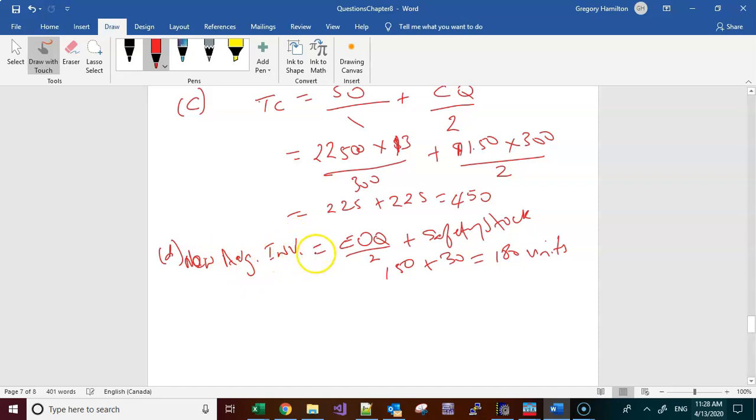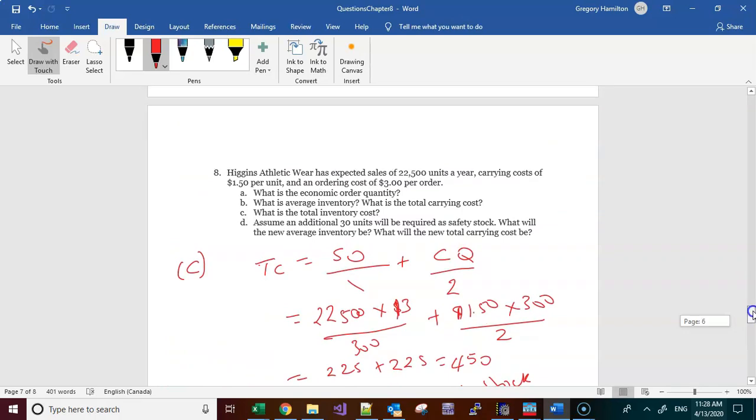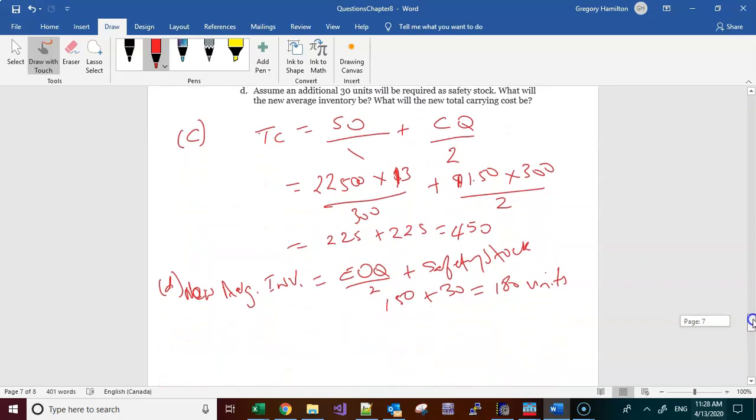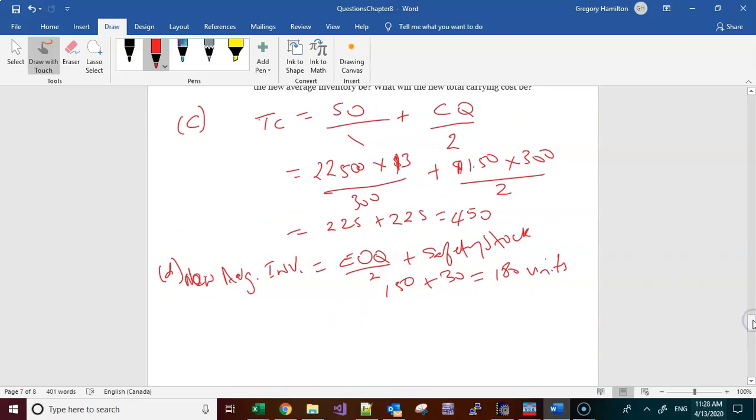And that's equal to, alright, so what's the rest of this say? What will the new total carrying cost be? So carrying cost will be 150 per unit, right? So if carrying cost is 150 per unit, the new carrying cost will therefore equal our number of units here, which is 180 multiplied by 150, and that's equal to 270.